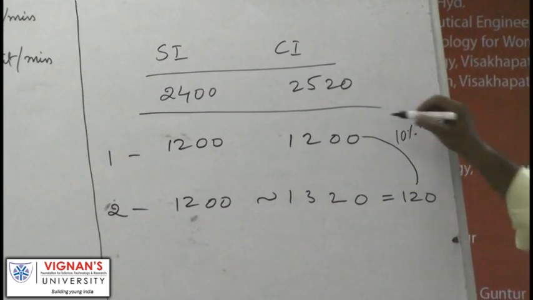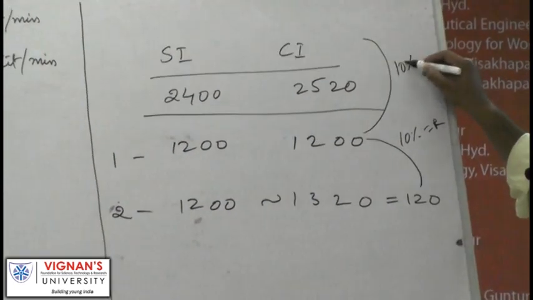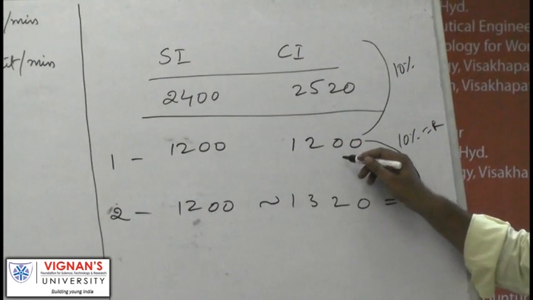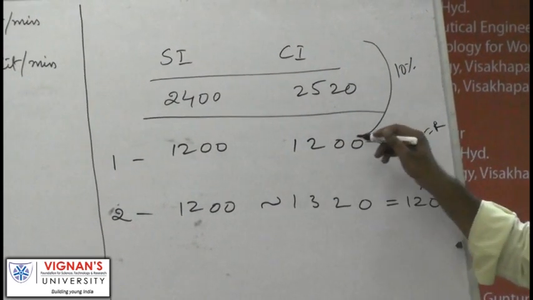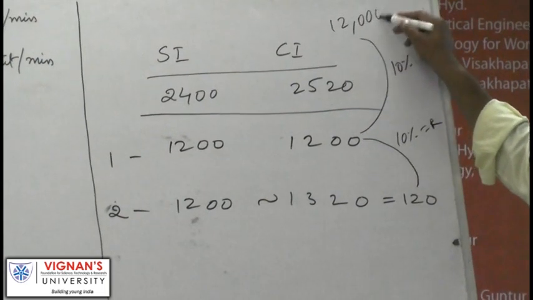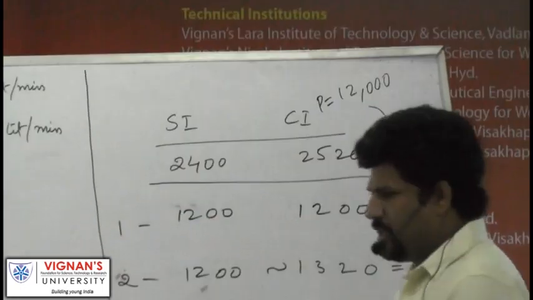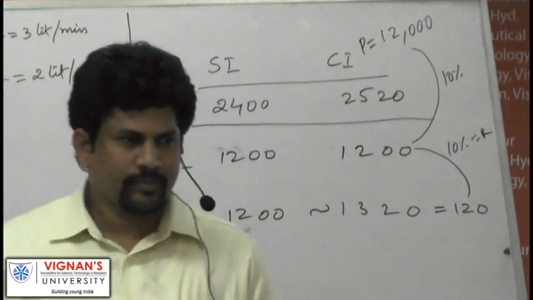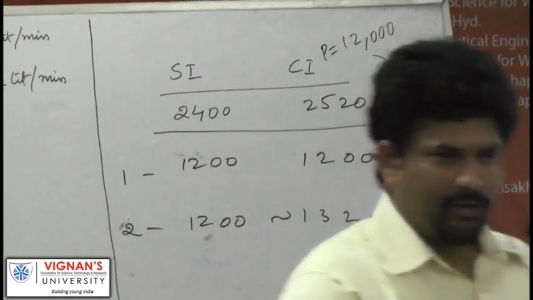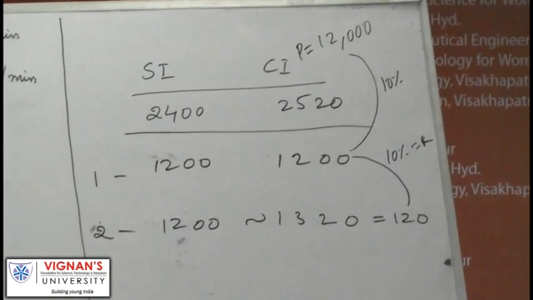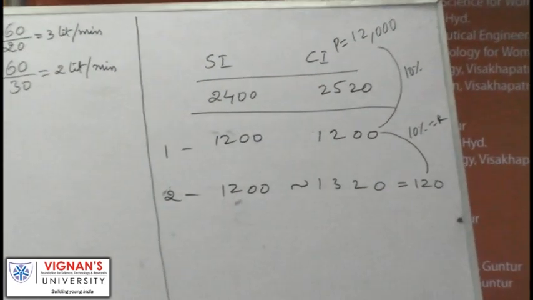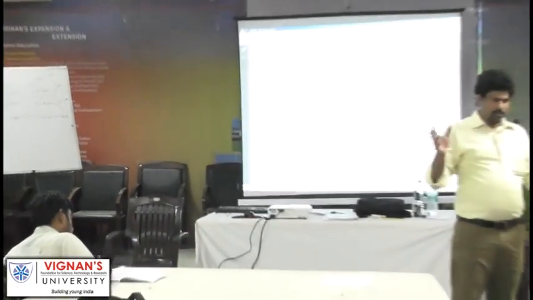Now 10% of what is 1,200? Because 10% of principal is interest. 10% of what is 1,200? 12,000. So principal is 12,000. Rate of interest is 10%. Without using formulae, we can logically answer easily. Understood? There are very big formulae for 2 years and 3 years. You need to remember all those things. When you have the logic, you can answer any problem.